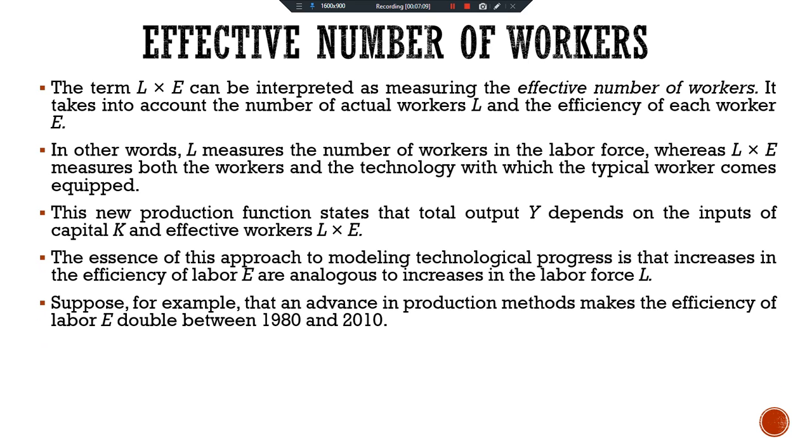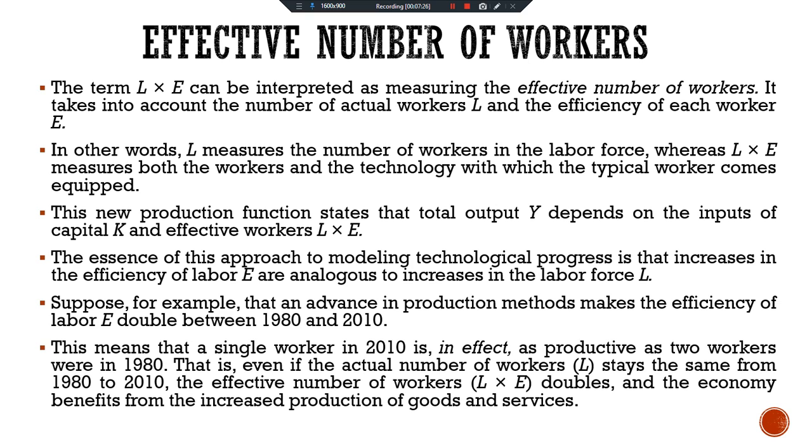Okay, suppose for example that an advance in the production method makes the efficiency of labor E double between the 1980s and 2010. This means that a single worker in 2010 is in effect as productive as two workers were in 1980. That is, even if the actual number of workers L stays the same from 1980 to 2010, the effective number of workers, here we have L cross E, doubles, and the economy benefits from the increased production of goods and services.